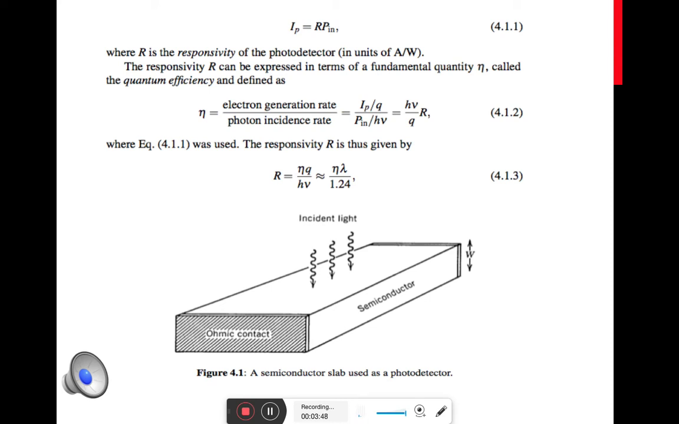The responsivity can also be expressed in a fundamental quantity eta called the quantum efficiency. The quantum efficiency eta is given by the electron generation rate divided by the photon incident rate.